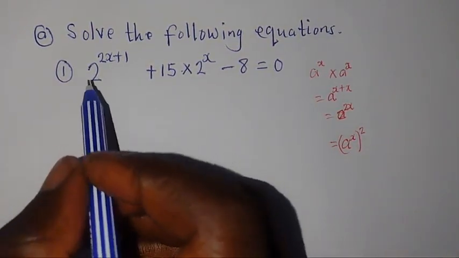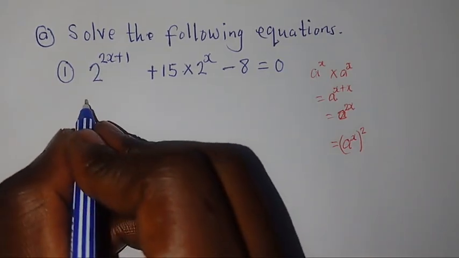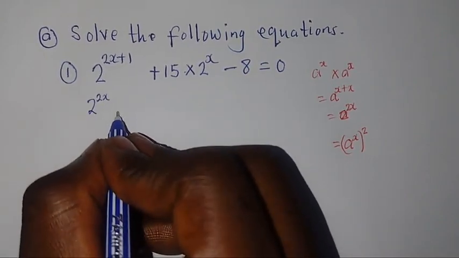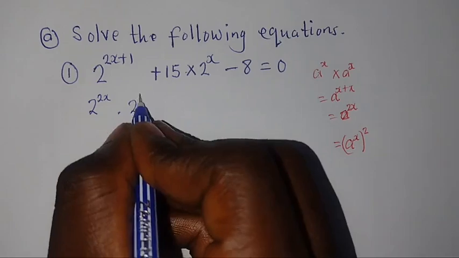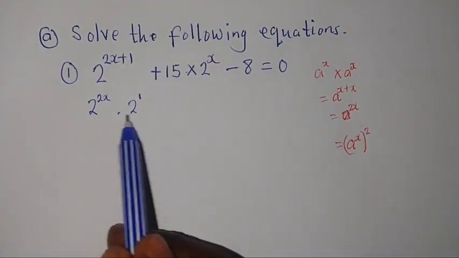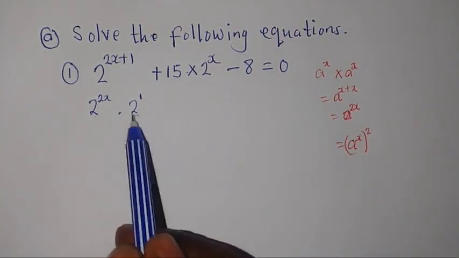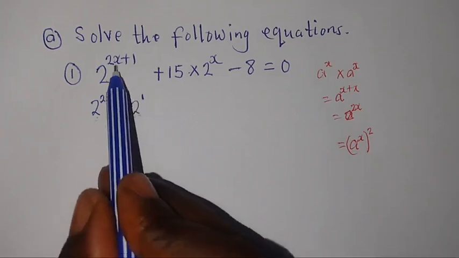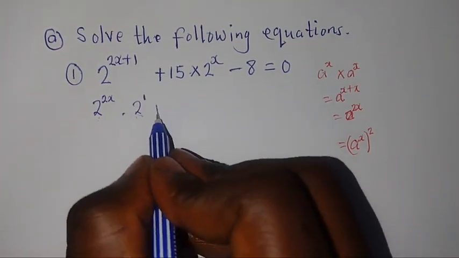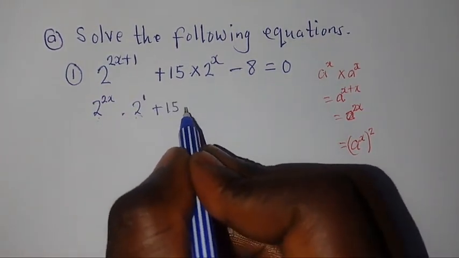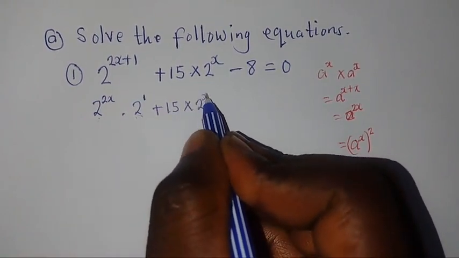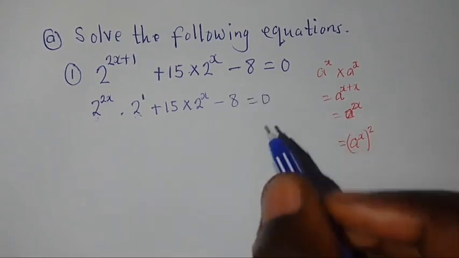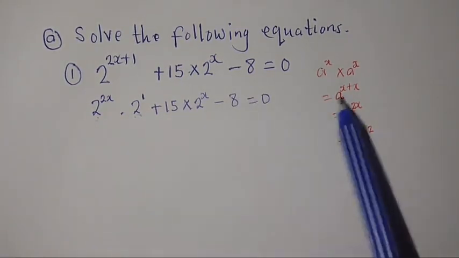So what you are going to do is separate these two. You are going to say 2 raised to the power of 2x times 2 raised to the power of 1. Because if we are multiplying indices with the same bases, what do we do? We add the powers. So 2x plus 1, this is the 2x plus 1. Then plus 15 times 2 raised to the power of x, minus 8, is equal to 0.